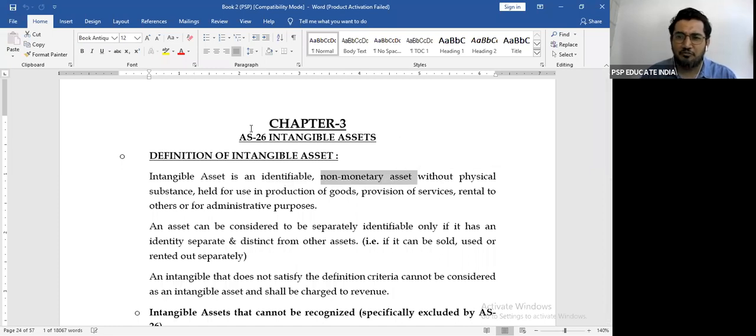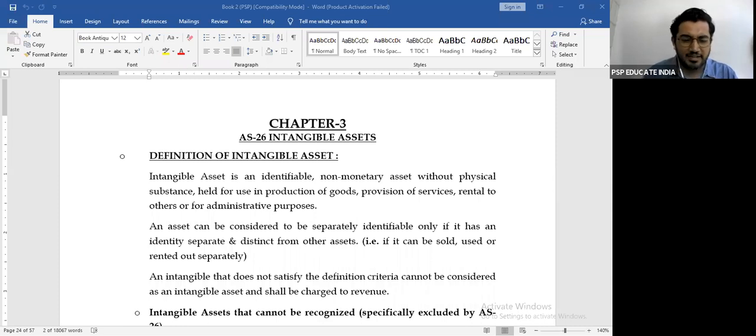Now, what is the meaning of the word non-monetary? Everyone quickly on your chat box. Can you physically see your bank balance? Yes or no? Not on paper, not on computer system, physically. Just as you physically see cash, can you physically see your bank balance? No, you cannot see your bank balance. Right, now my question to you is, if you cannot see your bank balance, can I say it is your intangible asset?